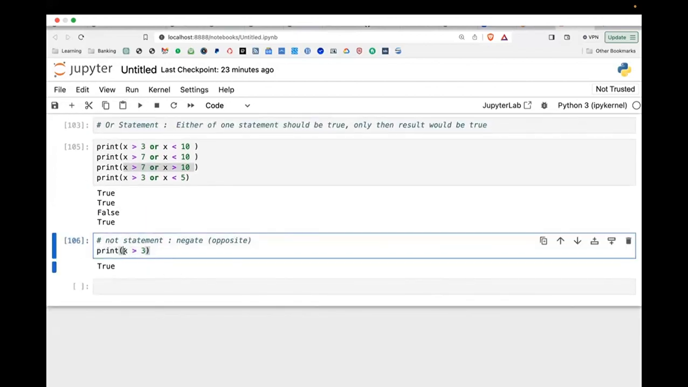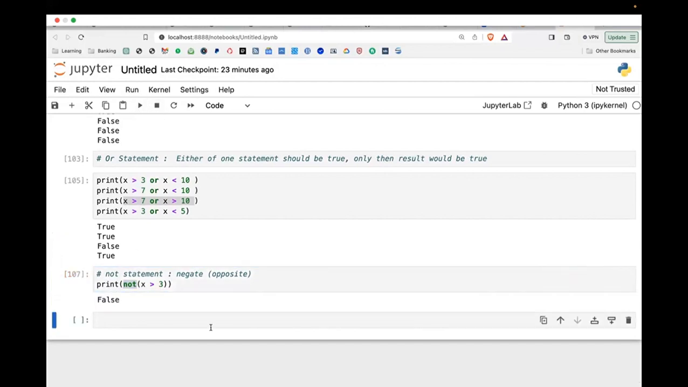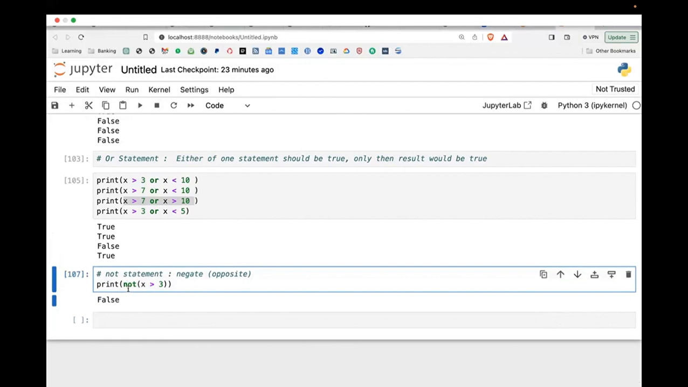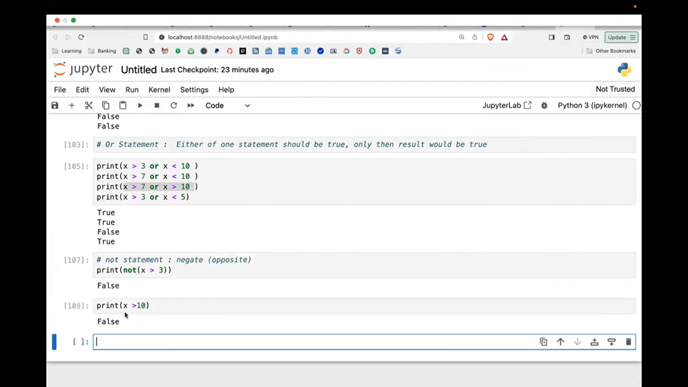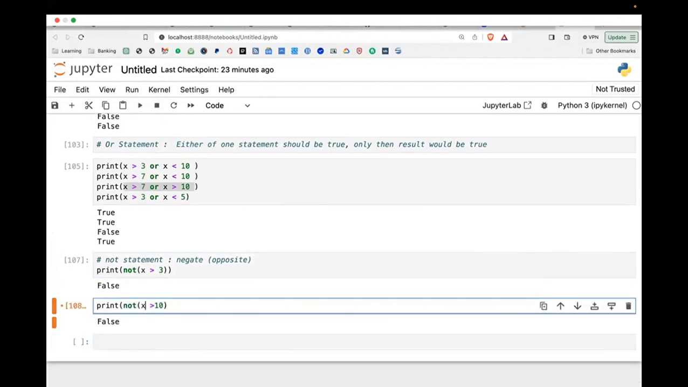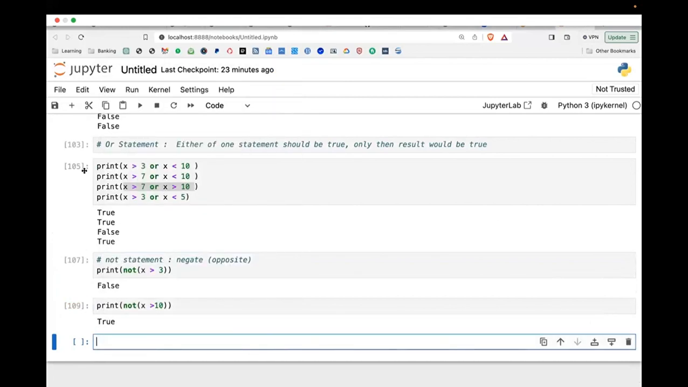But if you put the not operator before this logical statement, true becomes false. So this is the purpose of the not statement. Whatever the condition, like print x is greater than 7 or x is greater than 10, this is by default false. If you put not before that, what exactly happens? It becomes true. This is the purpose of the logical not statement.